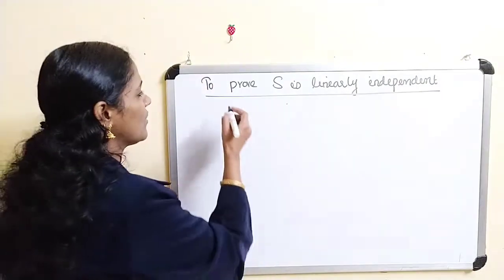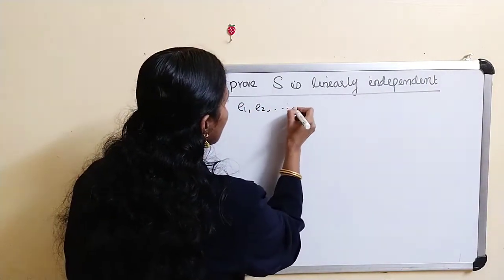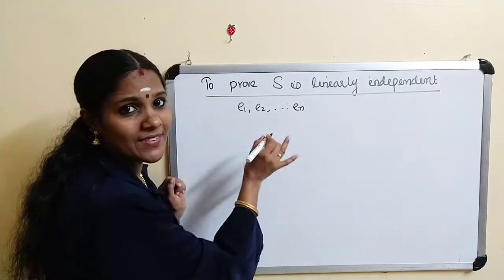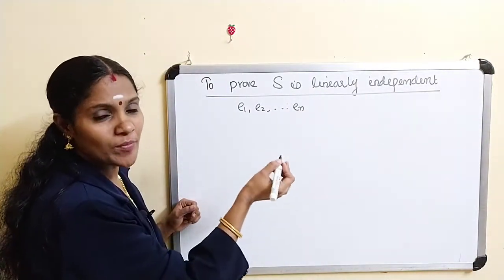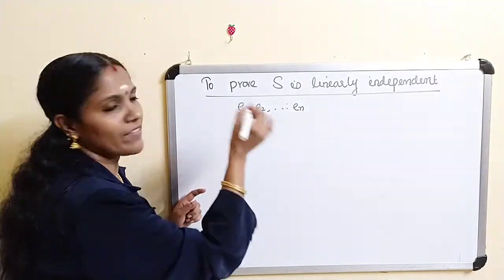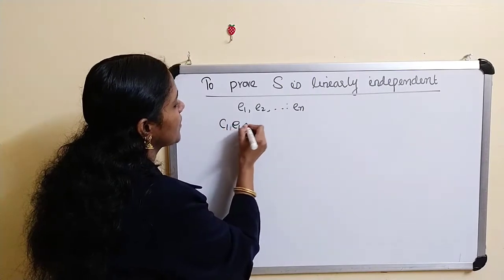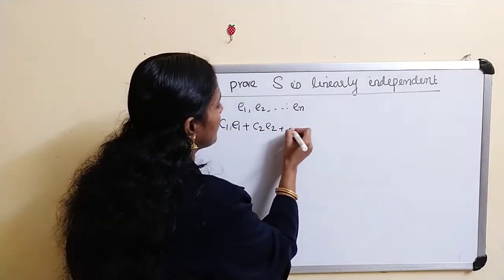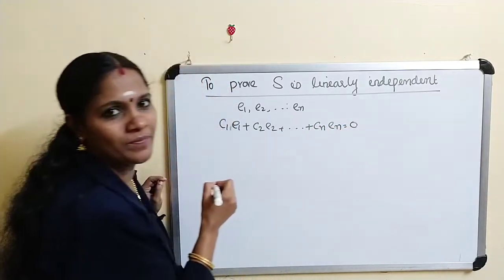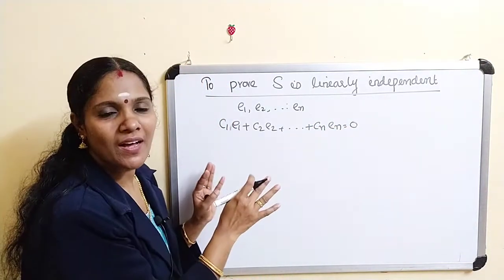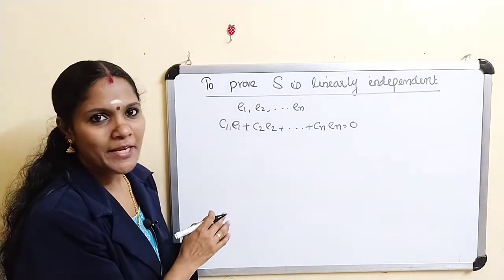So what about S? S consists of the vectors e1, e2, etc., en. We have to prove this set is linearly independent. So suppose c1, c2, etc., cn are scalars in F such that c1 e1 plus c2 e2 plus etc. plus cn en equals 0. We have to prove this implies each ci equals 0. Then we get S is linearly independent.